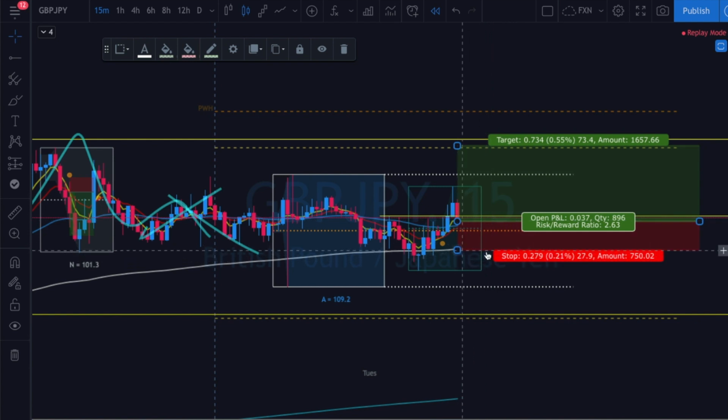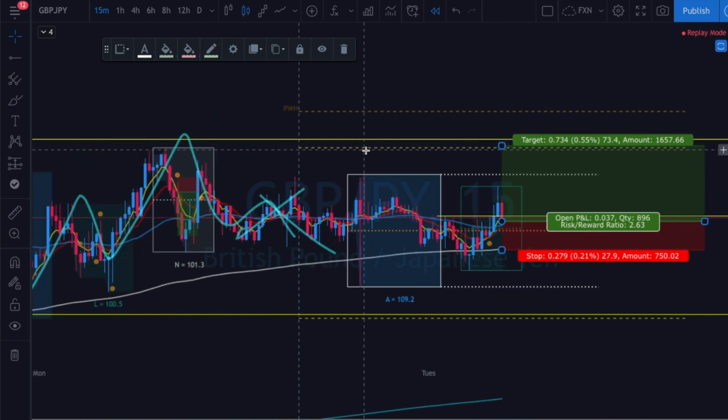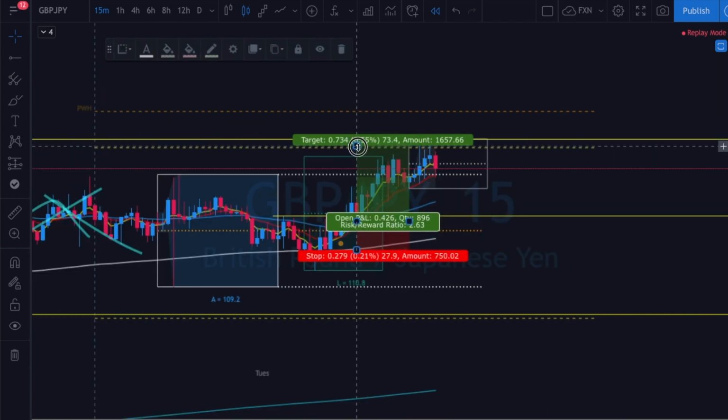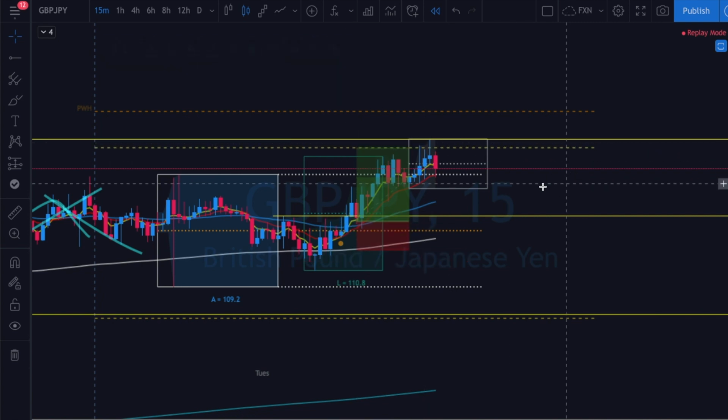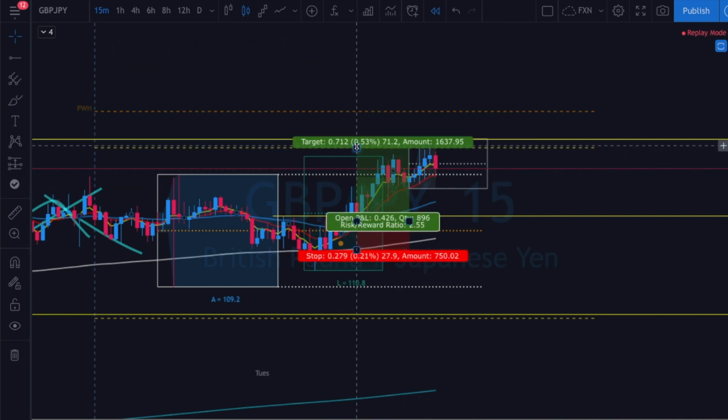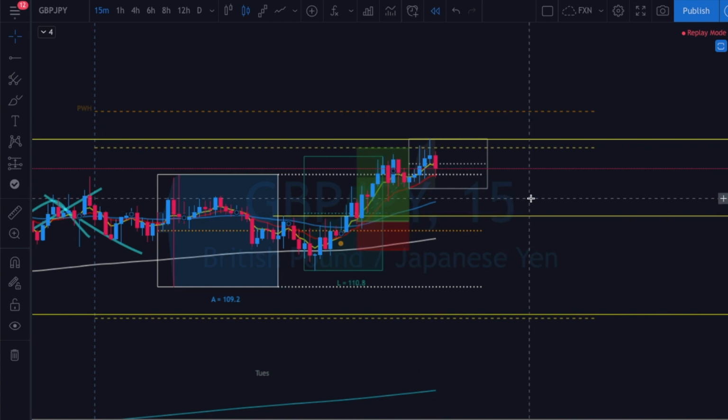We're at about a 27 pip stop. We're still at a 2-to-1 risk to reward ratio though, because our target would be the high of yesterday. That one made it to the high, so that would have taken us out of the trade. Let's take profit. That's 70 pips right there.